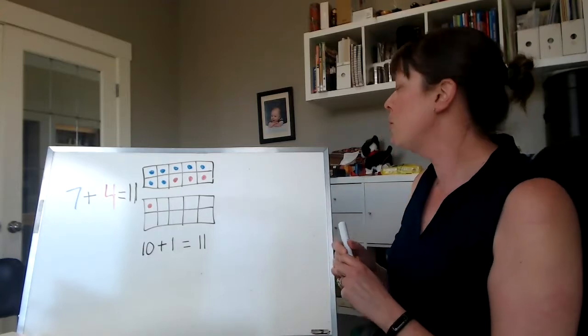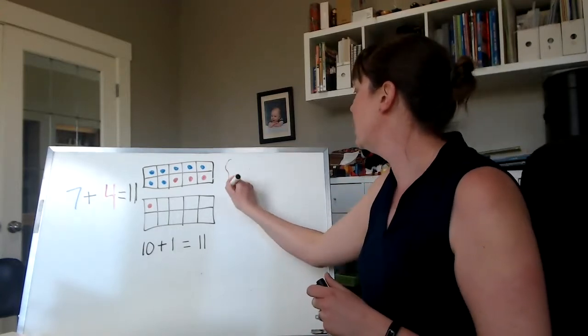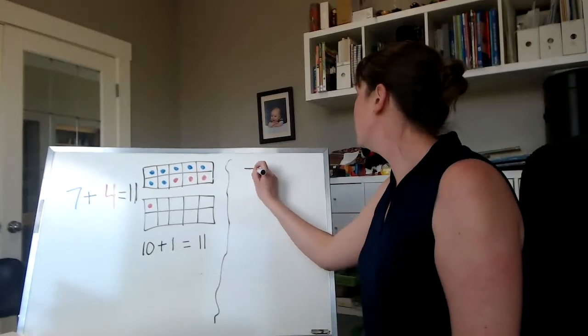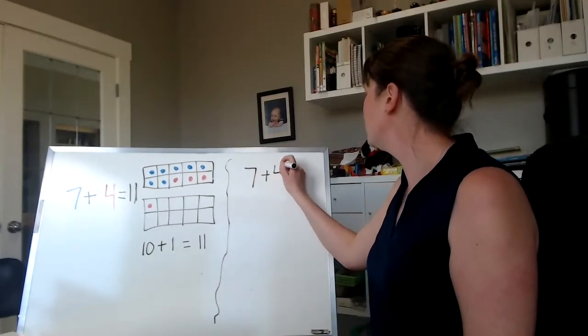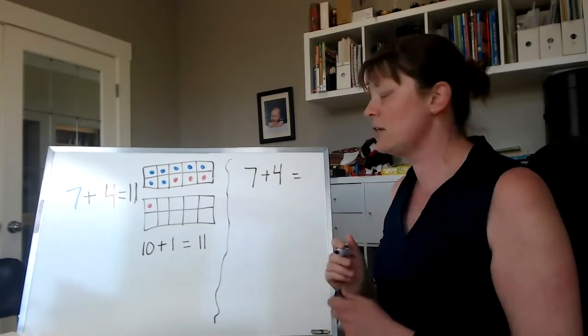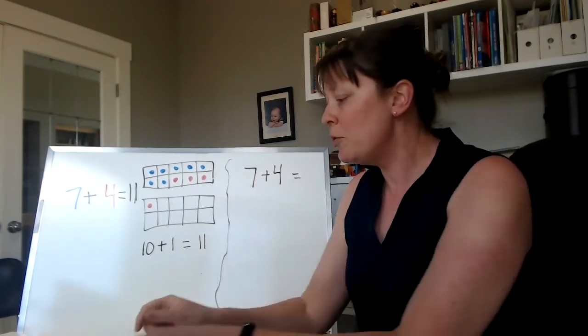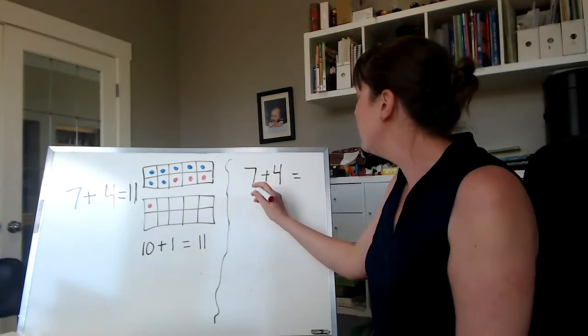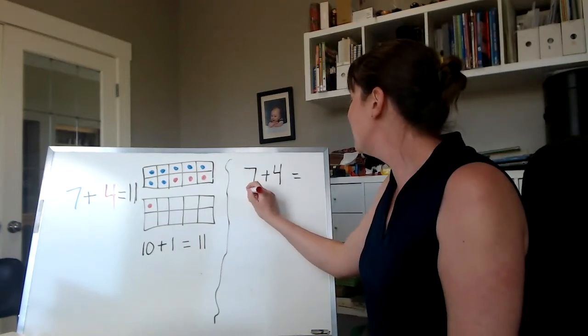Today we're going to talk about breaking the numbers up into 10. So let me draw a little squiggle line. And let's take a look at our question over here. Same question, 7 plus 4. Now, I'm going to look at my bigger number. So we're going to decide which number is our bigger number. And our bigger number today is the 7.